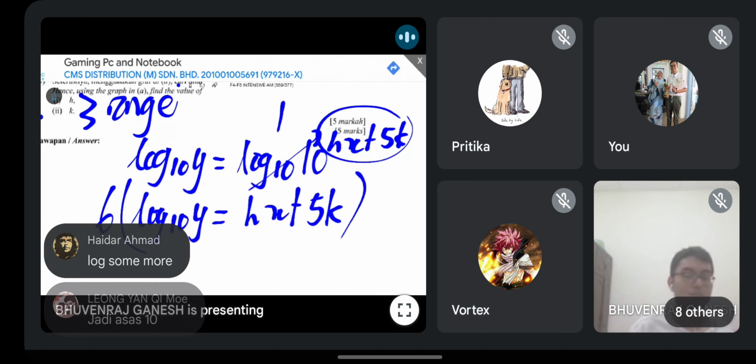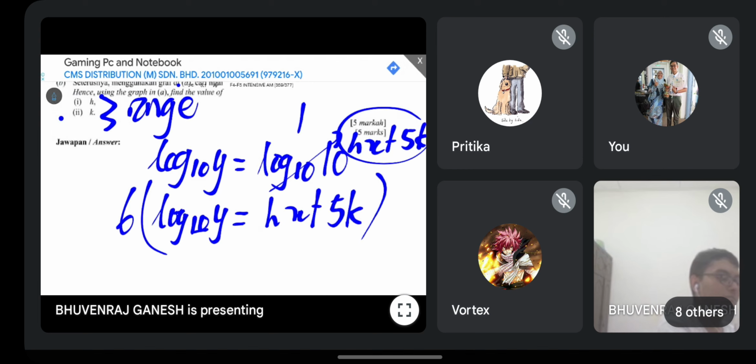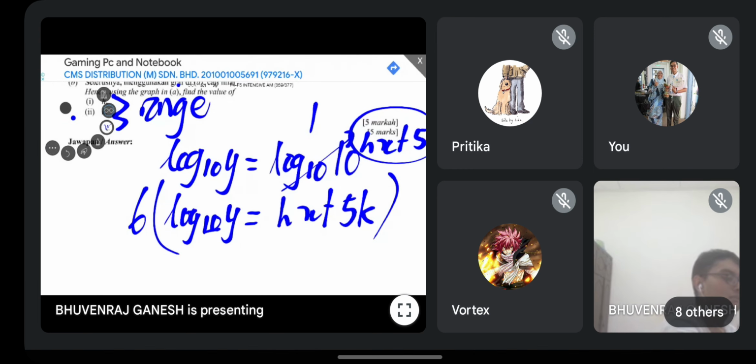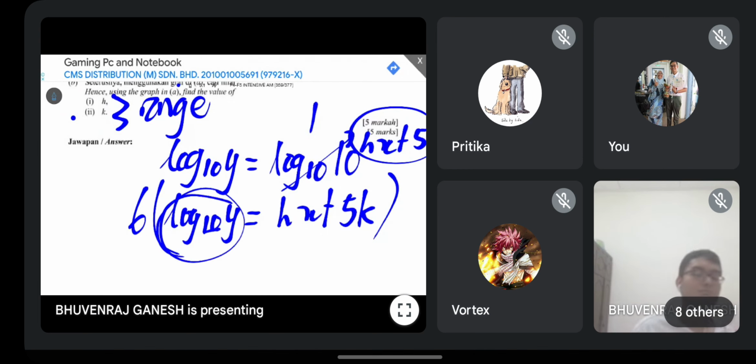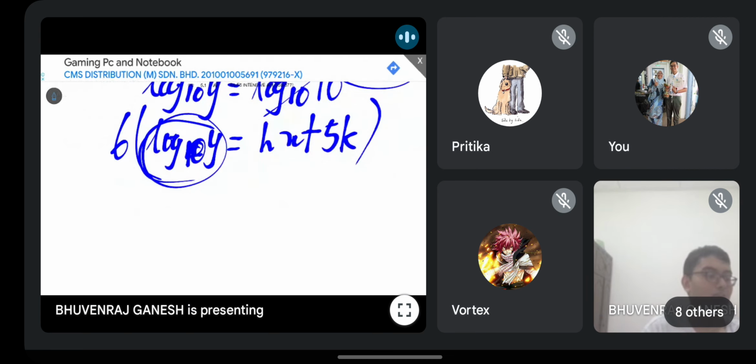No need to log sama. Log sama wrong. Already asas 10. The log already asas 10. Can you see? This one. Yeah, asas 10 already. This one is number 10. Yeah, plus. This one is plus 5k. So how, guys? Any idea? Yes, very good. 6 per 6, betul. I think not many of you would have thought of this, but actually it's 6 per 6.